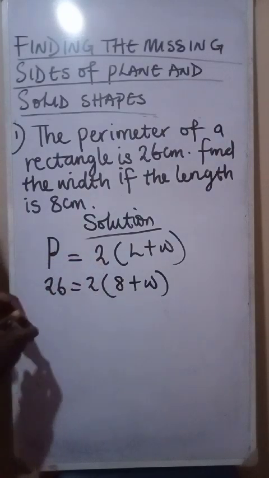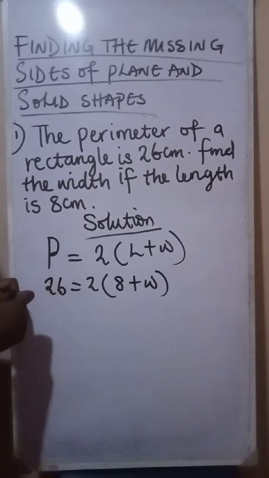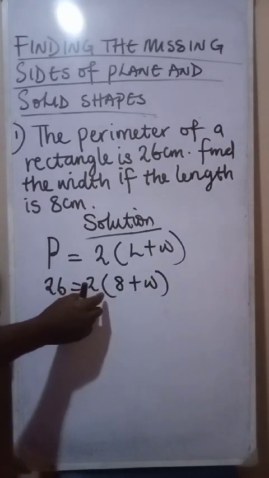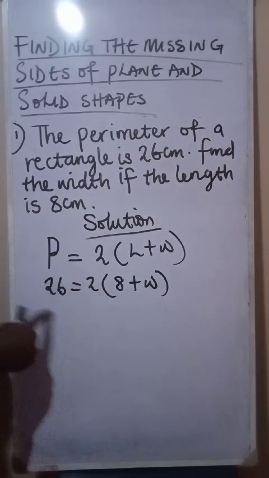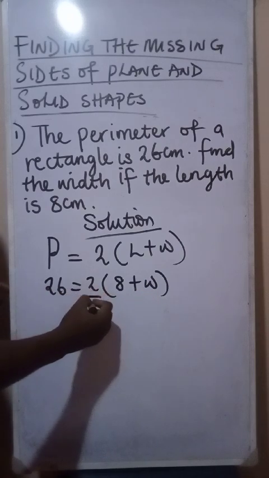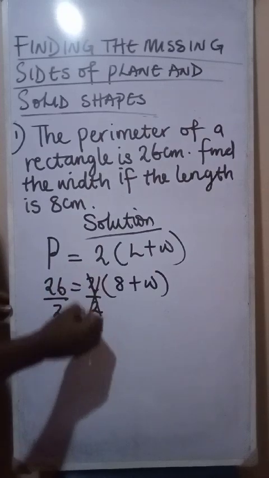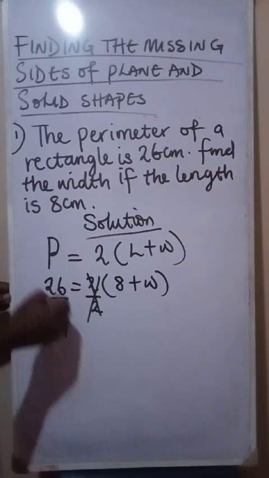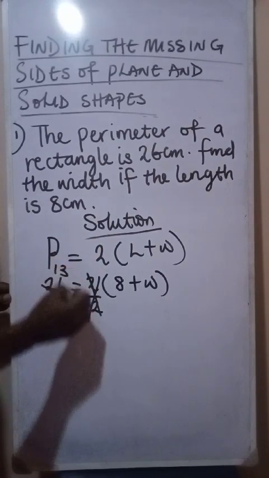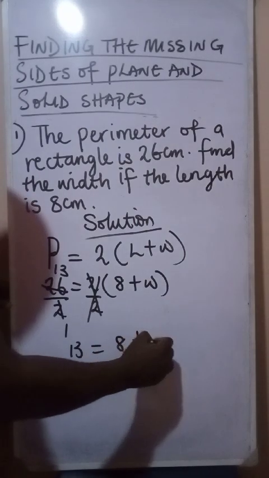So all I need to do now, if you've not watched my video on equations, please go and watch it, is to find this one. So all I need to do is to remove the other numbers attached to this. And how am I going to do it? I'm going to start from the number outside the bracket. So I will remove this one. This will give me what? 13. So I have 13 here. I still have an 8 plus W in a bracket.